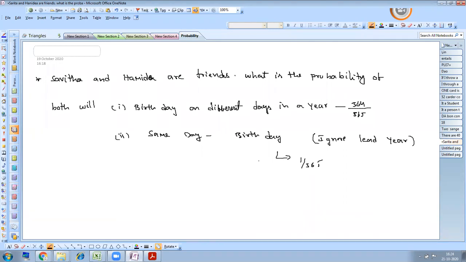Any other explanation anyone can give? Niranjan or Akash, anyone? Sir, can I try? Yeah. Sir, in a year, it is either on the same day or different days, sir. So if it is in different days, there are chances of getting the same day also, sir. So we have to subtract one.